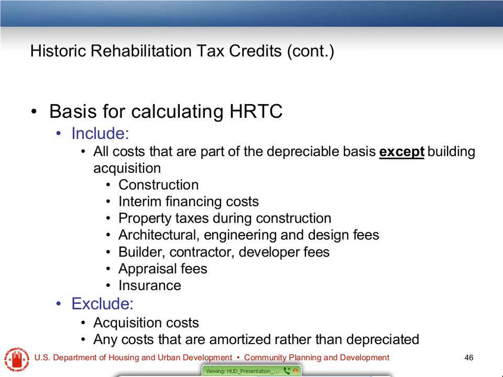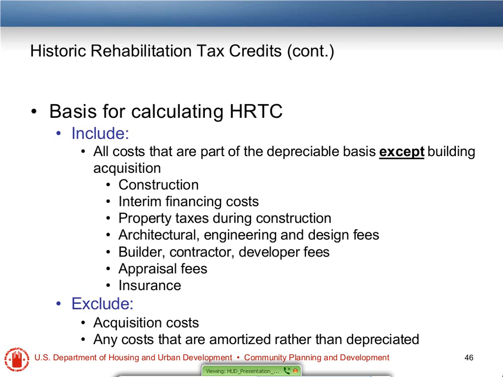The basis for calculating the historic tax credit includes all the costs below that are part of the depreciable basis except for your building acquisition. So your construction cost, and that's your rehab construction cost, any of your construction financing cost, taxes that are paid during construction, your soft cost, architectural, engineering, design fees, fees that are paid to your builder, your developer, appraisal, and other costs, again, that are capitalized and depreciated over time as part of the building.